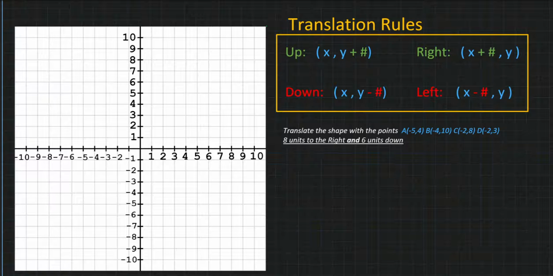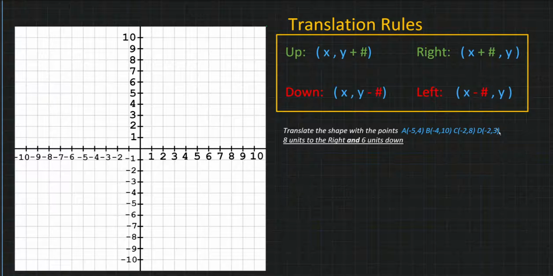Now, right off the bat, compound translations sound like they're going to be complex, but I assure you they really aren't. As long as you can do two separate translations, you can do a compound translation. Because all a compound translation is, is doing two separate translations to the same shape in one move. All right? So let's dive in.